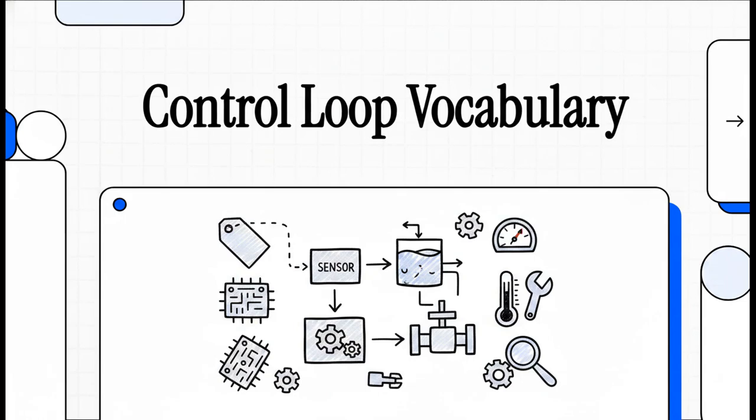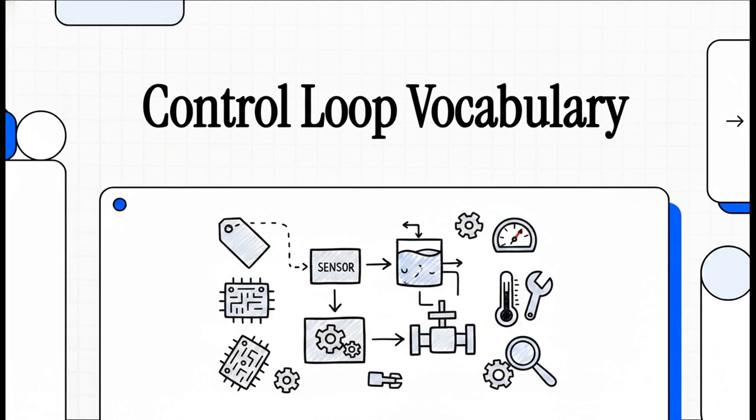Welcome to today's Explainer. We're jumping right into something that literally sits at the beating heart of modern industry, the control loop. Now, if you've ever stared at a control screen and just felt completely overwhelmed by that massive alphabet soup of acronyms, hey, you are definitely not alone. So, let's decode this core vocabulary of process control loops.